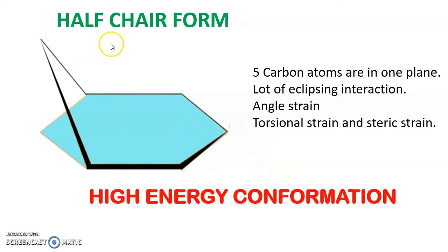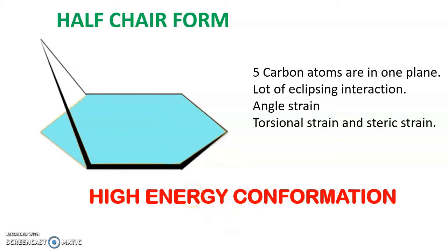And hence our half chair form will be having high energy, and this is the highest energy conformation among all the conformations of cyclohexane. So the reasons are the 5 carbon atoms are in one plane, there is a lot of eclipsing interaction, there will be angle strain, there will be torsional strain and steric strain.